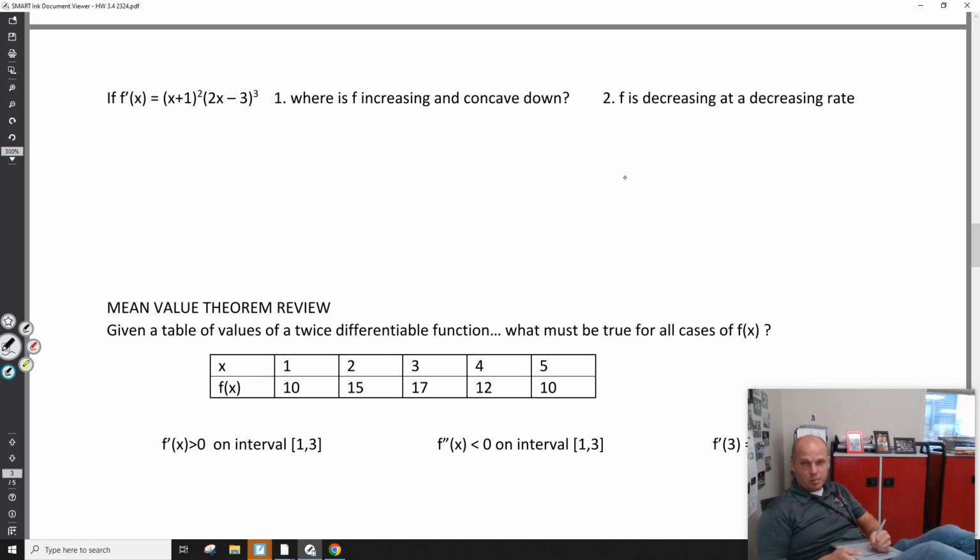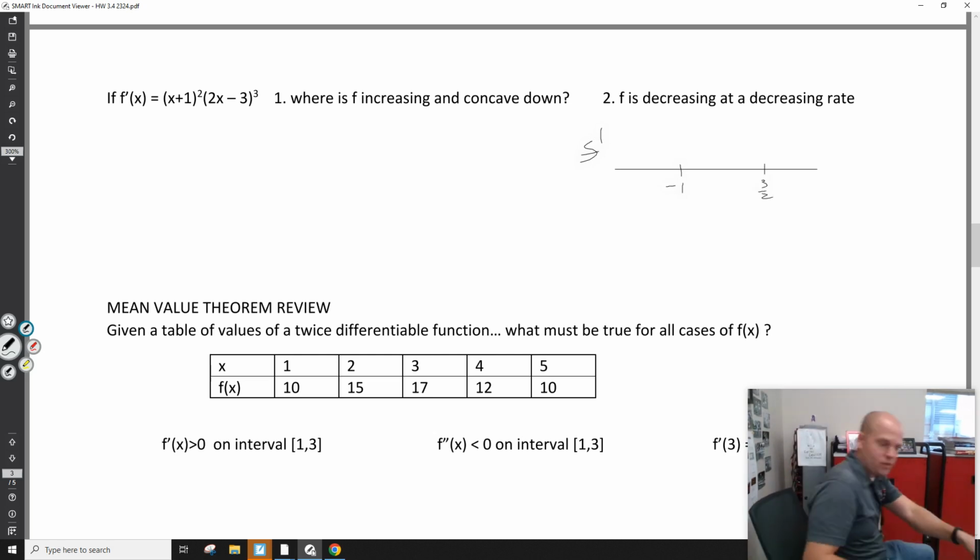I need some space here. Negative 1 and 3/2. Give me a second.